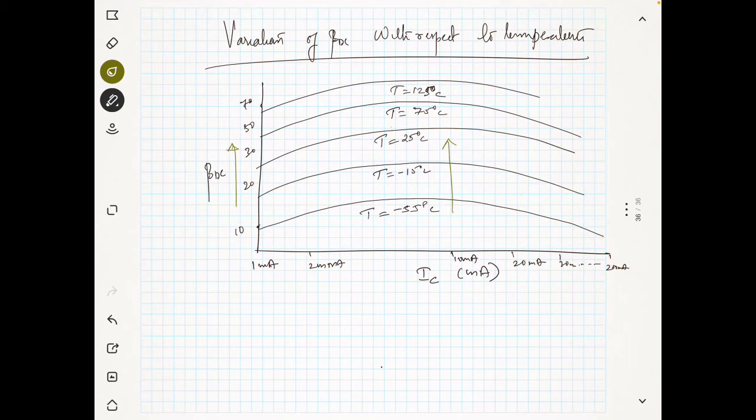Okay, beta DC is also increasing. So this is the variation of beta DC with respect to the temperature. So beta is not a constant. So that's why we are in transistor circuit.